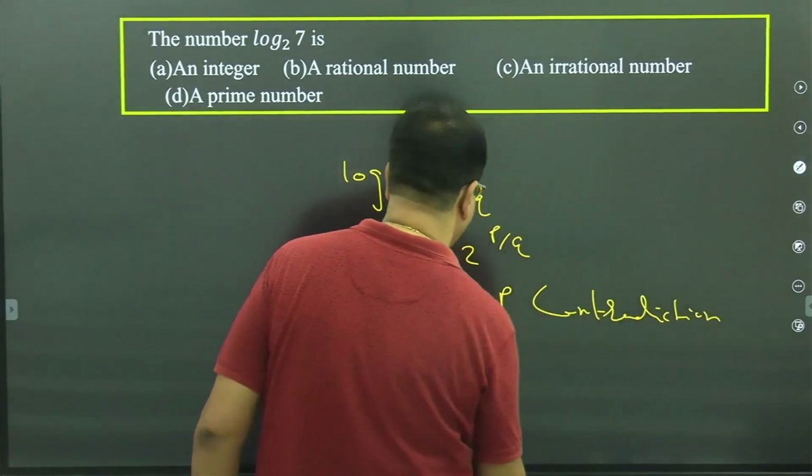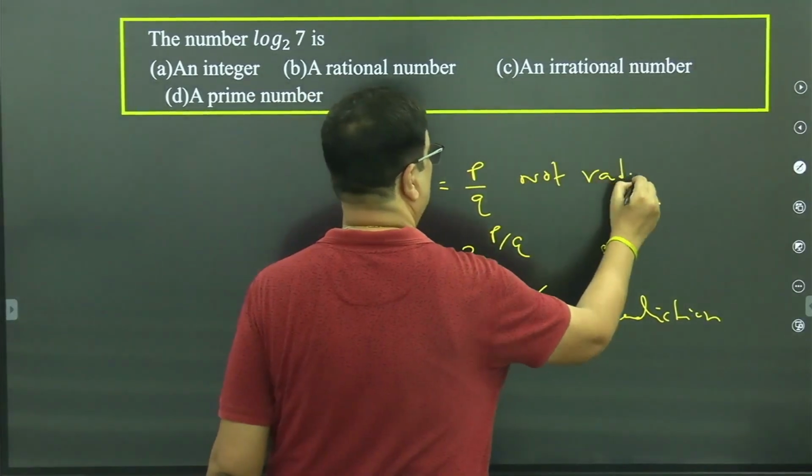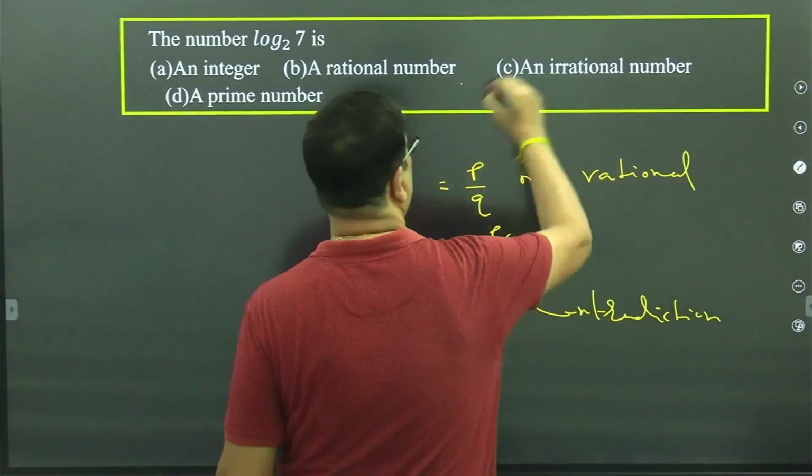This is the contradiction. Therefore, this is not rational. So this is an irrational number.